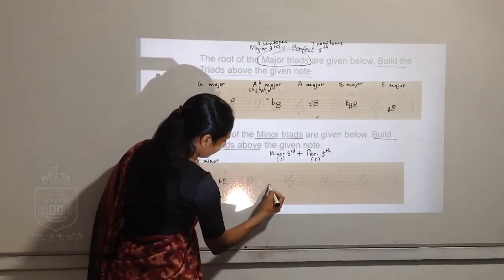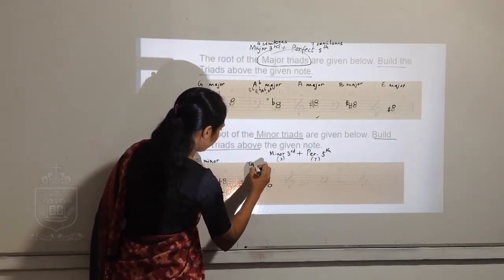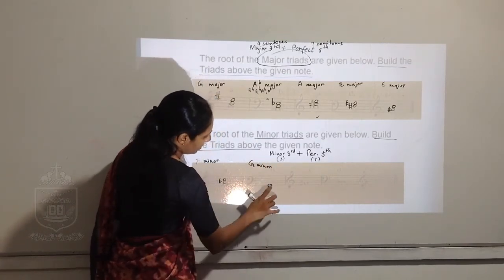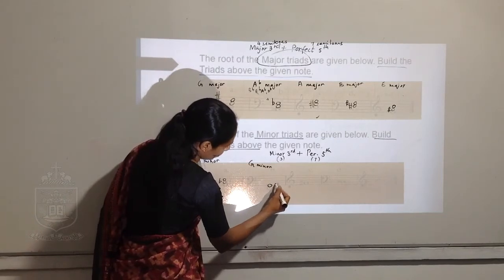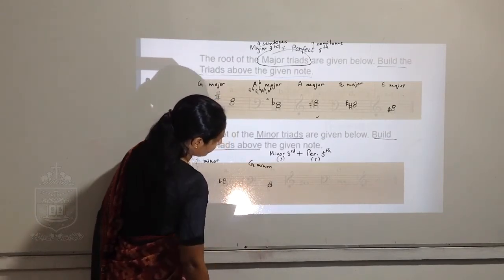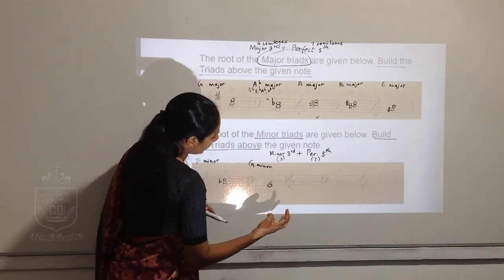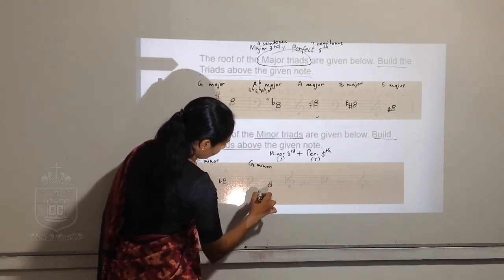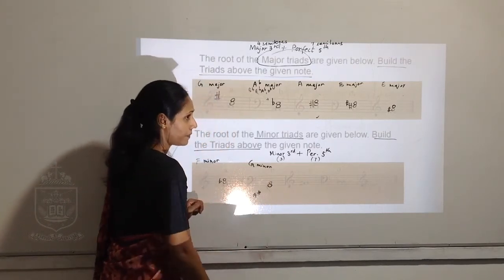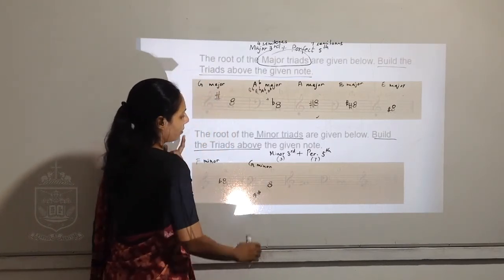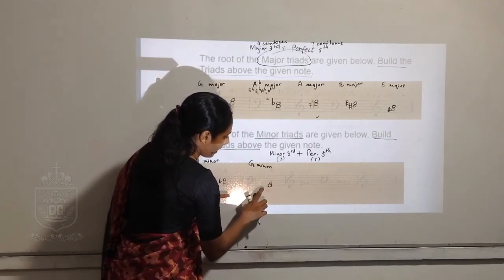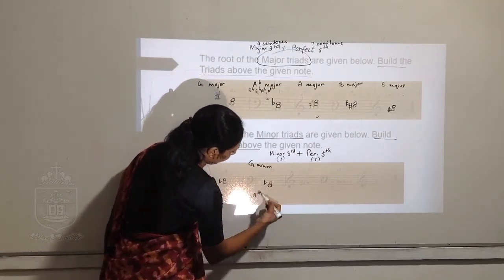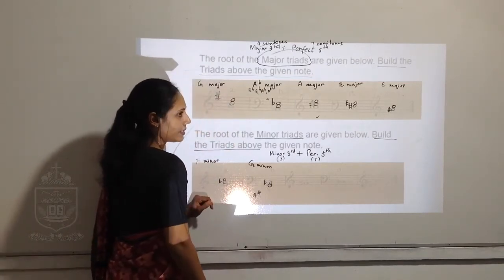This is G. So this is G minor. We will take it as G minor. G minor third: 1, 2, 3. We check the semitones. G, G sharp, A, A sharp. We want A sharp, but here you have B. What we have to do to make this B into A sharp? We have to put a flat, right?